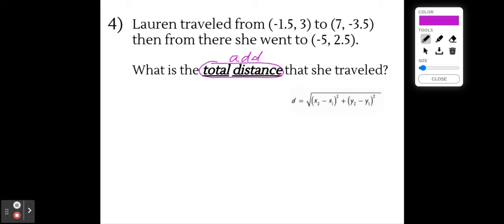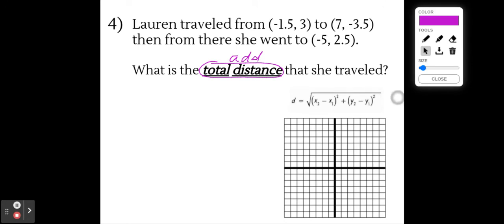All right, so we've got two different distances going on here. Just to give you visual learners a little picture of what's happening. So on the coordinate plane, this is the start at (-1.5, 3). She starts there and she goes all the way over to (7, -3.5). Then it says from there, she goes to (-5, 2.5). And we're asked for the total distance that she traveled. So if you think about this, how many times are we going to have to use the distance formula? Twice, right? Two times. And then we're going to have to add them together.